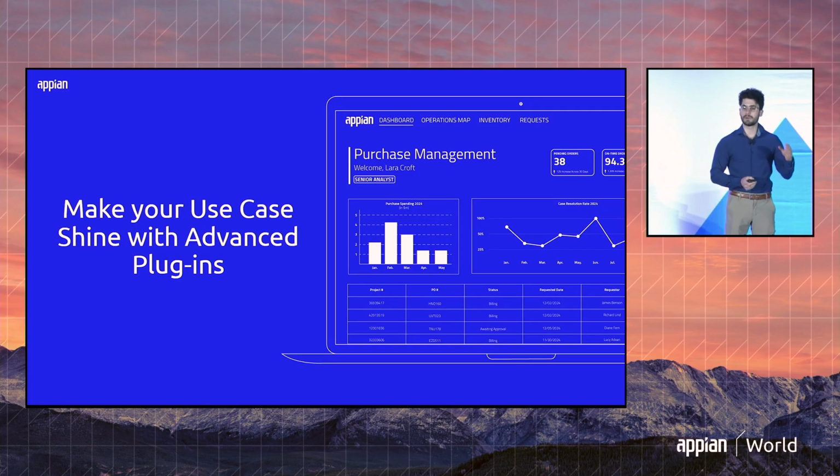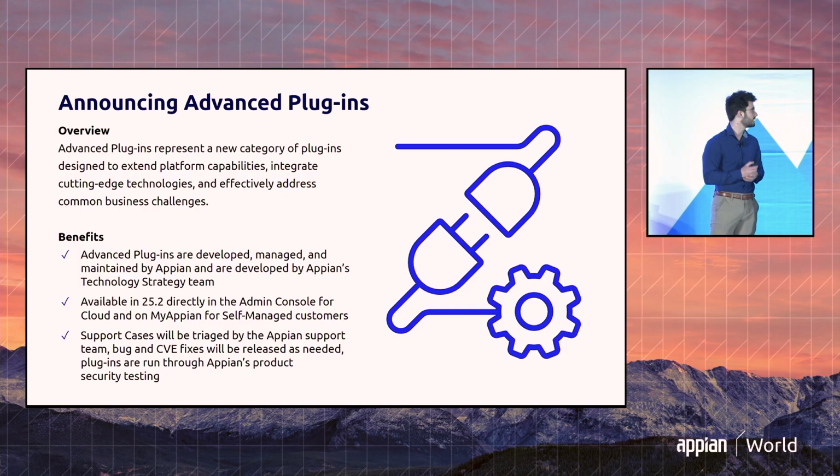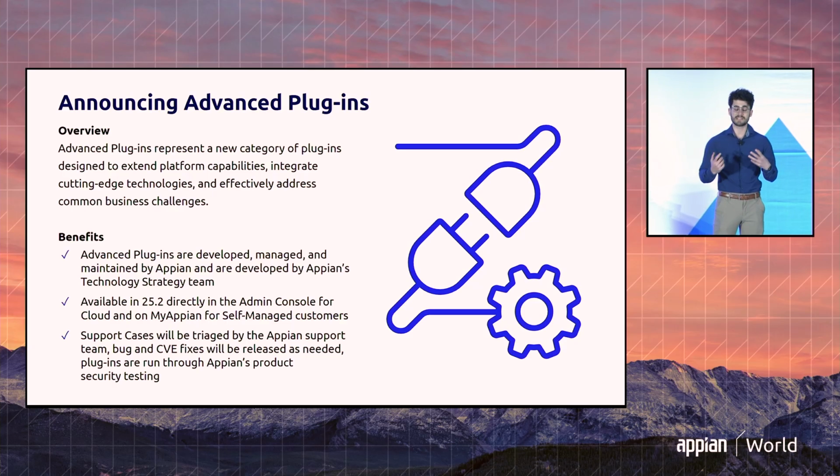So Kevin talked about out-of-the-box components. That was everything with high code building your own components. Now let's talk about the middle of the spectrum, the new concept called advanced plugins. So in 25.2, Appian is releasing a suite of plugins targeting some of our customers' most requested features. These advanced plugins are either created through technology partnerships that Appian has coordinated with some friendly technology vendors, or they're built from the ground up by Appian engineers to solve some really demanding business challenges.